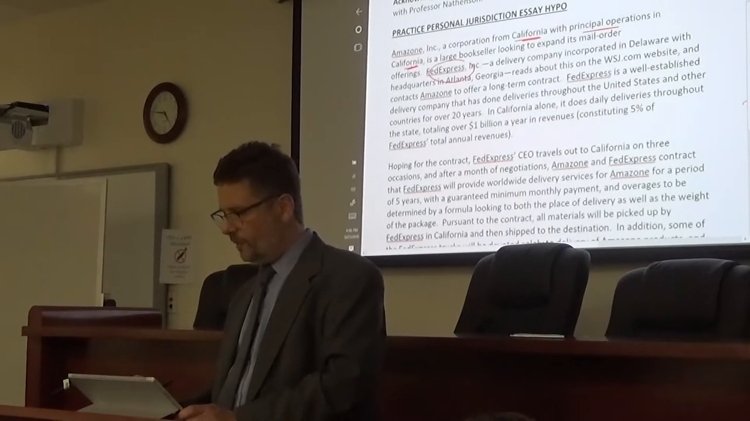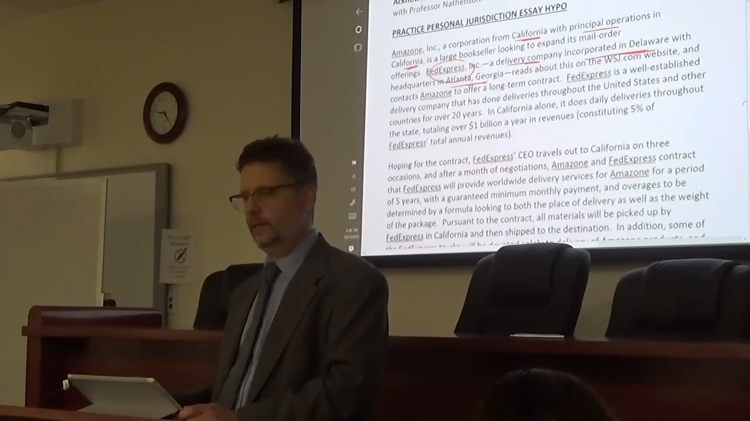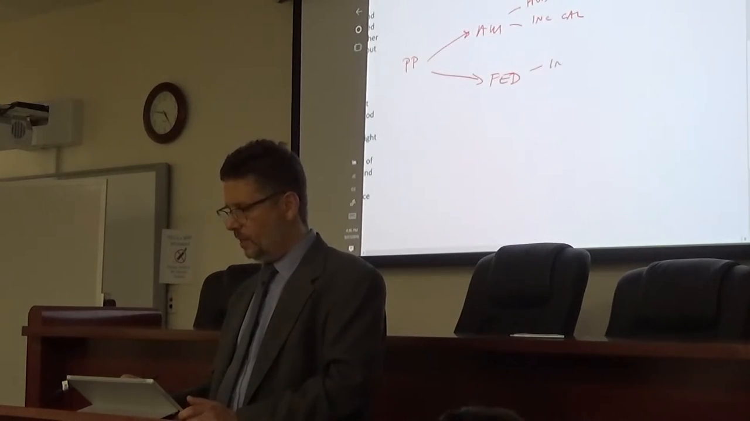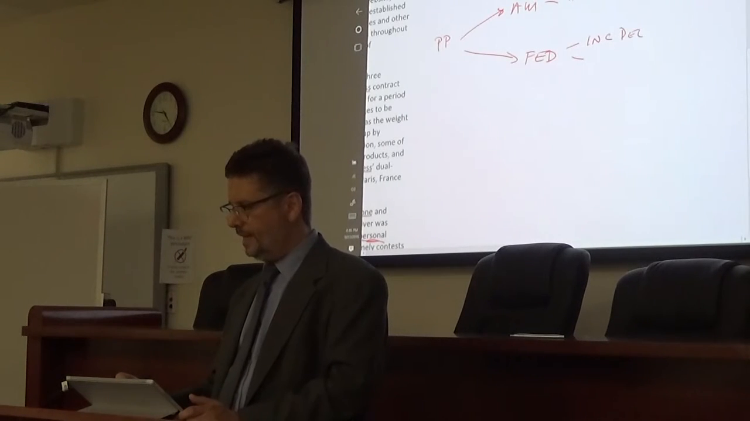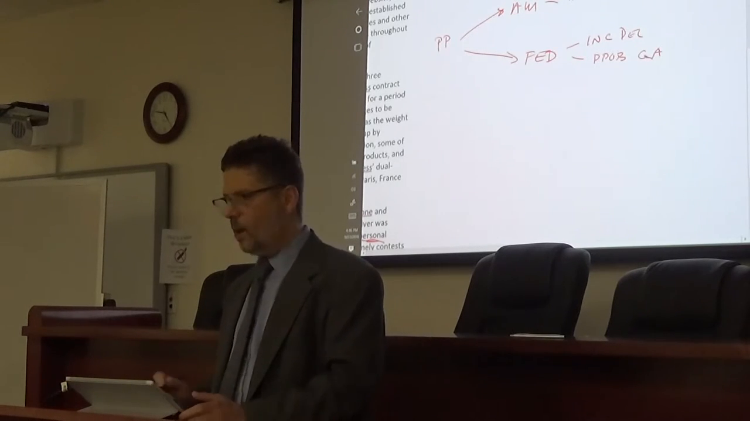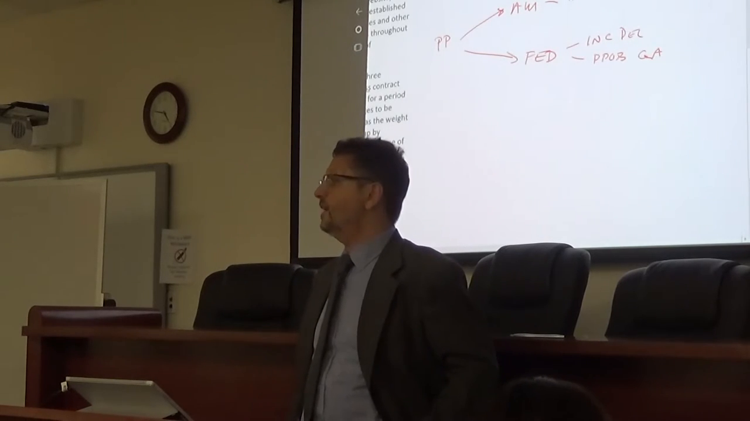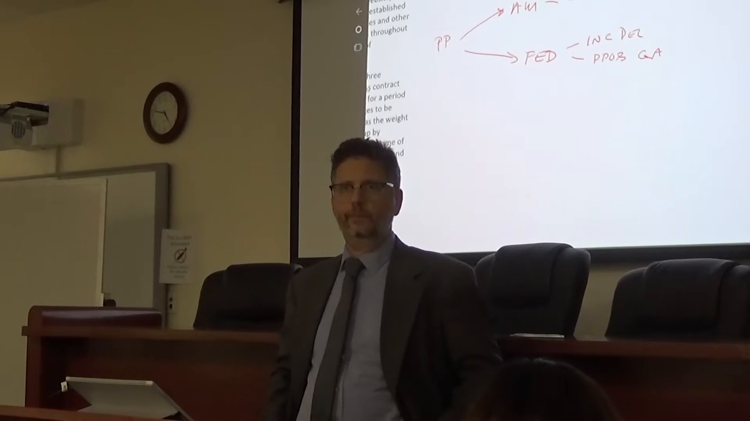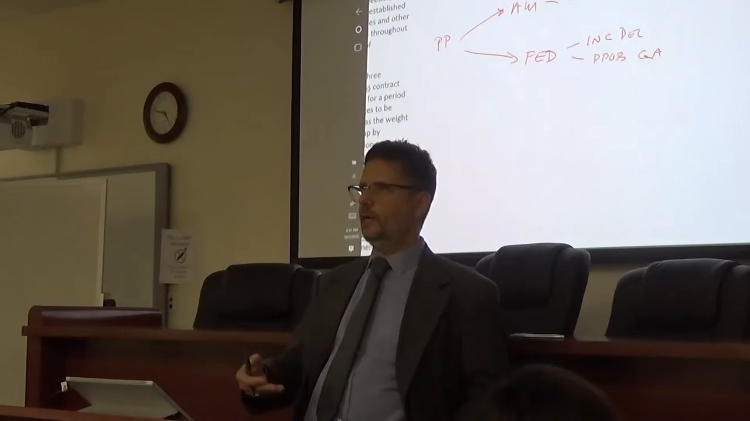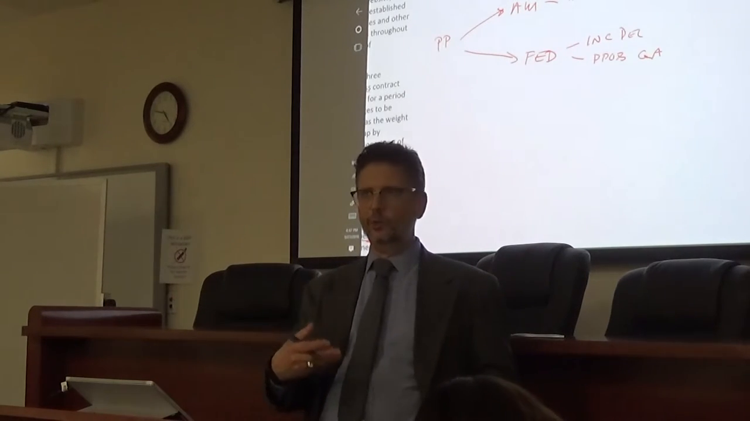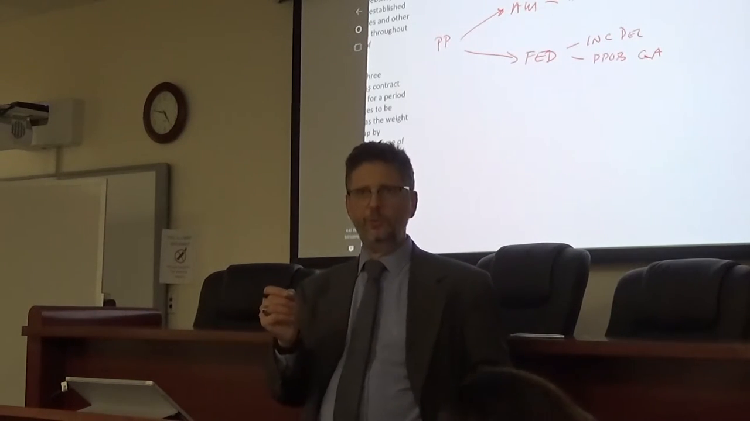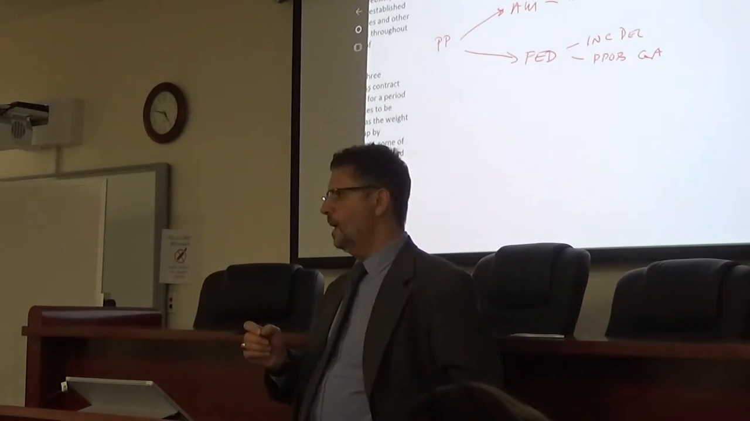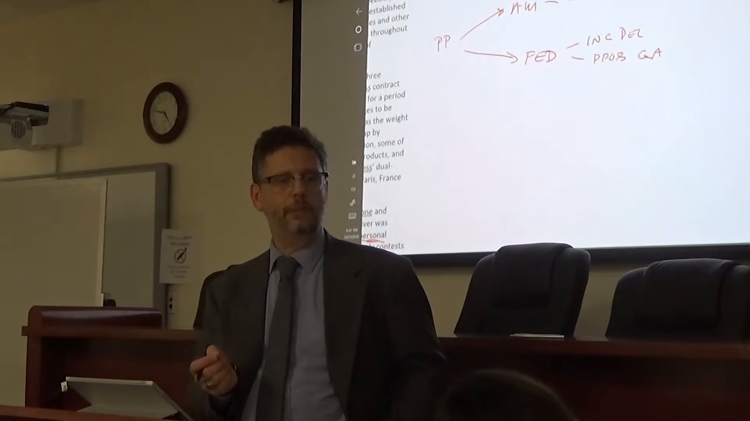Fed Express is a delivery company incorporated in Delaware with headquarters in Atlanta. So now we know Fed Express is incorporated in Delaware. And its PPOB is in Georgia. All right. Now, what place or places would Fed Express be subject to general jurisdiction? Delaware, Georgia, right? Because we know from Goodyear and Daimler that a corporation is always going to be subject to general jurisdiction in its state or states or places of incorporation and its principal place of business, right? That's where it's always going to be at home. And of course, the suit's in California, not Delaware, not Georgia.